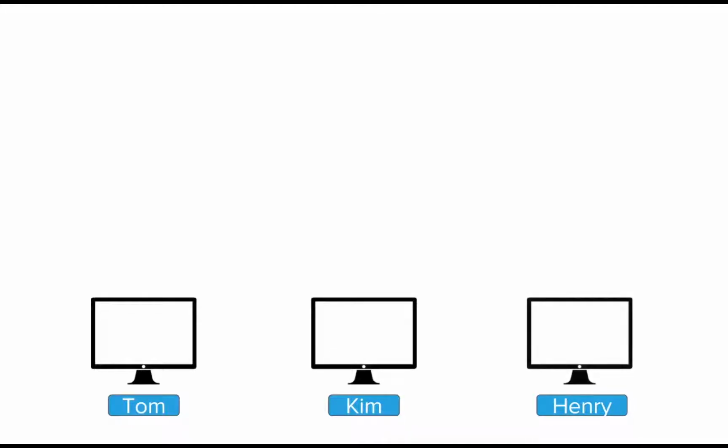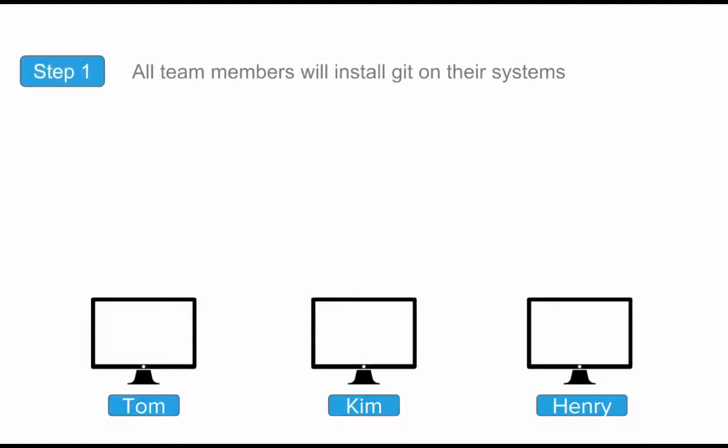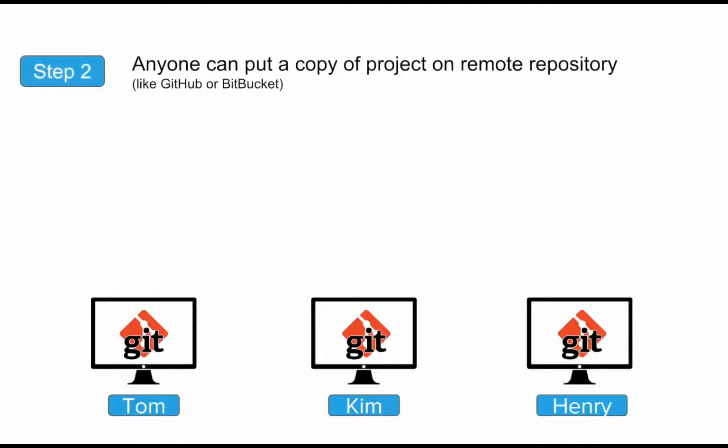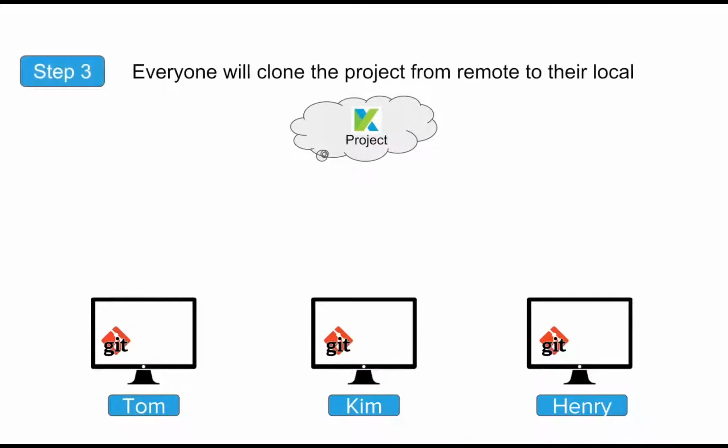Let us look into more details what exactly will be the steps. Let us say this is Tom's system, Kim's system, and Henry's local system. So step 1 will be all members will install Git on their system. So Tom will install Git, Kim as well as Henry. And then step 2 is any one of them can put their project to a remote repository like Bitbucket or GitHub. And then step 3 will be everyone will clone this project from the remote repository.